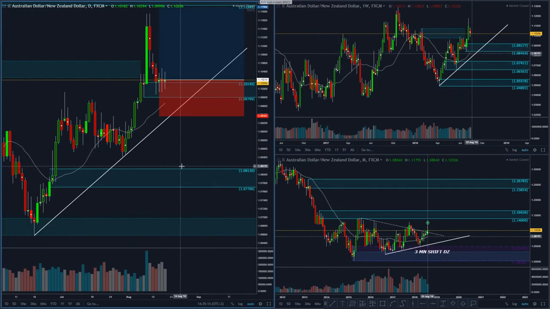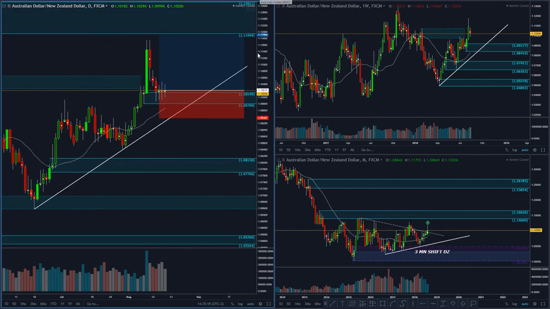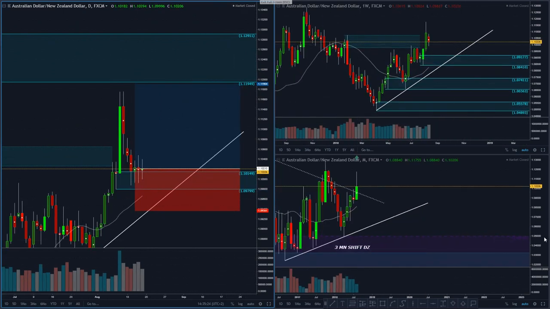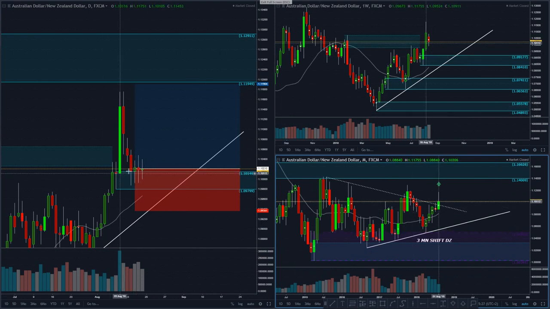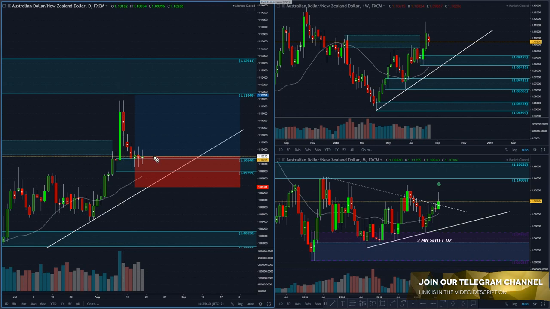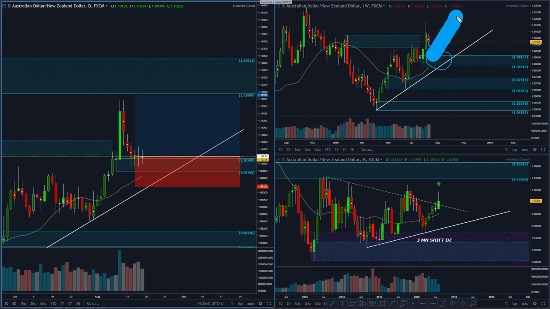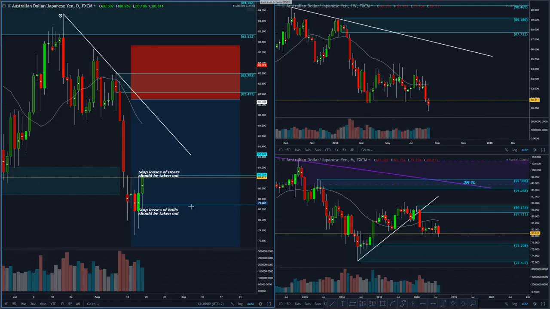Let's continue. Now we have Aussie Kiwi, which is Australian dollar, New Zealand dollar. We have a weekly uptrend, monthly is a nice uptrend, and the daily is an uptrend as well. So I took the long and I'm expecting it to come in here. If this trade doesn't happen and the market retraces to this weekly demand zone, I will take another trade from this demand zone. Sorry, I accidentally changed this one. So I have a long. If it retraces down here, which is here on this chart, I will take another one. Let's look at the next one.